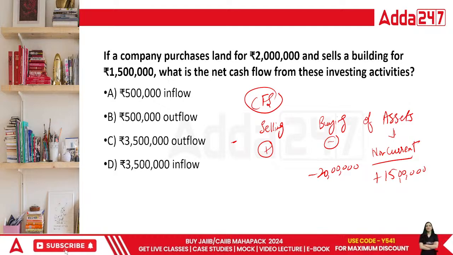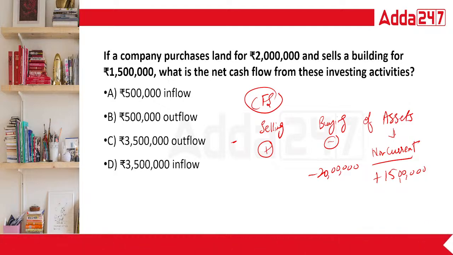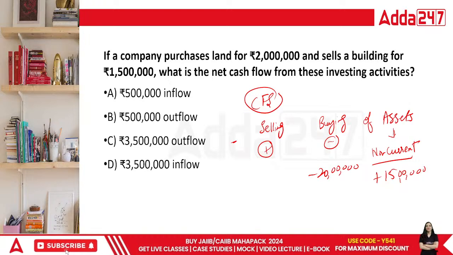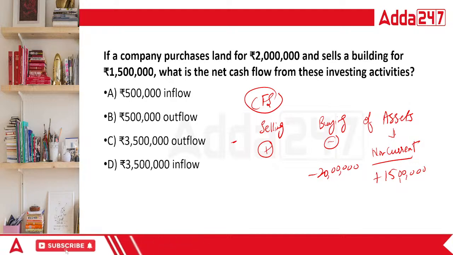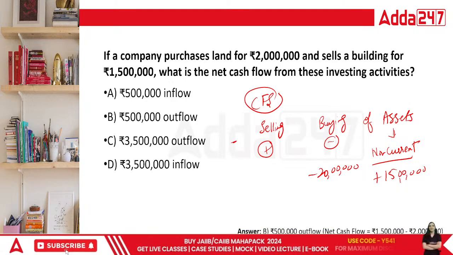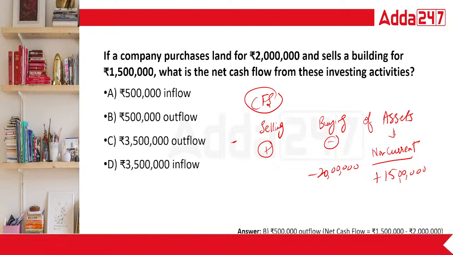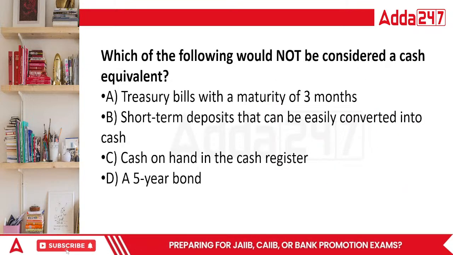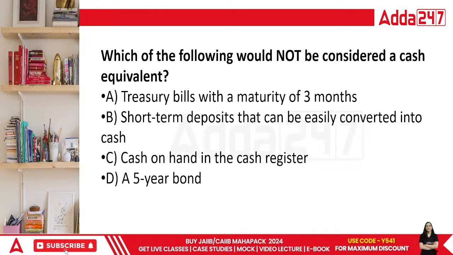Why the word used, everyone? Because the organization spent more and got less. Okay? So in this case, the answer should be 5 lakh outflow. The answer is B. Next point.